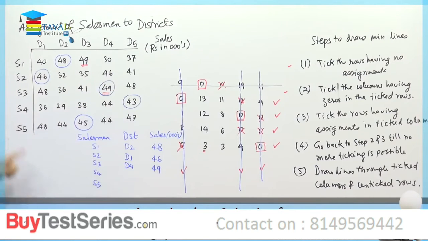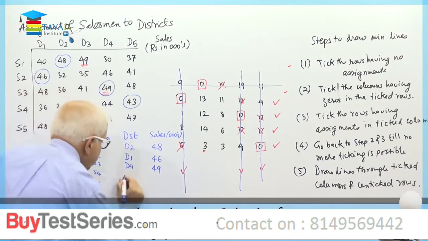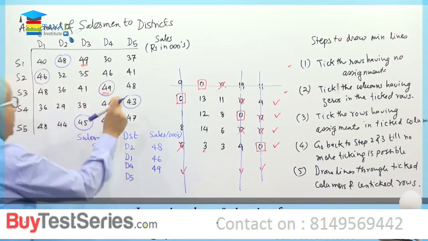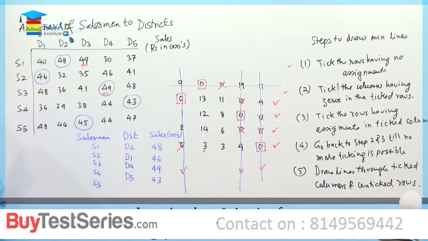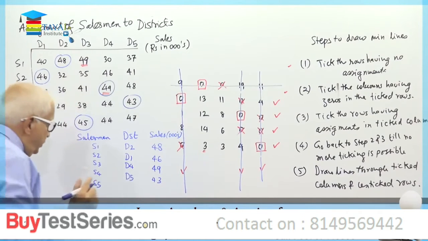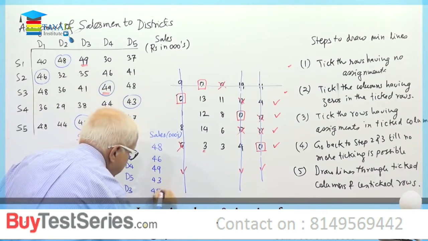49. Salesman S4, where is he assigned? District D5. Salesman S4 assigned to district D5. What are the possible cells? 43. 43 means 43,000. Next, S5 assigned to D3. What are the possible cells? D3. The possible cells are 45.